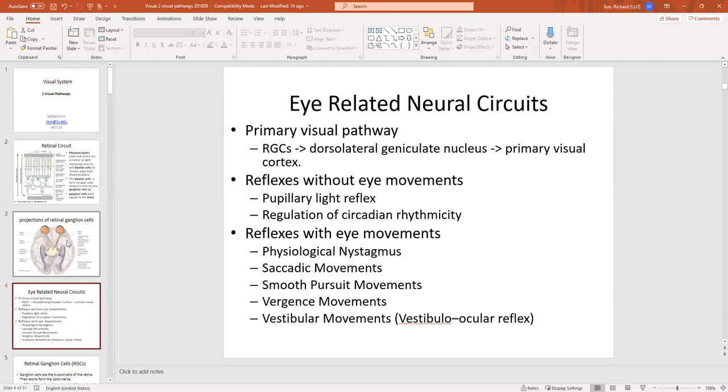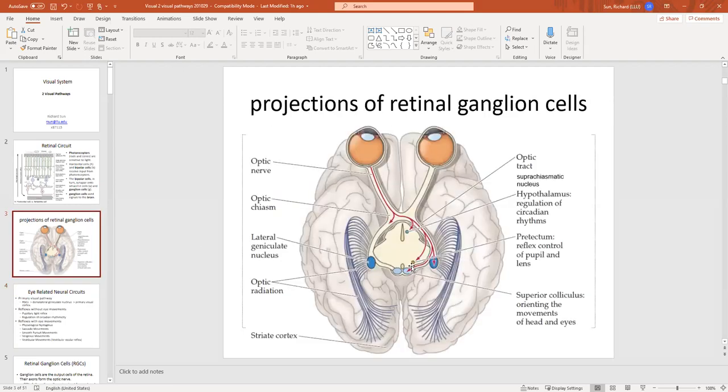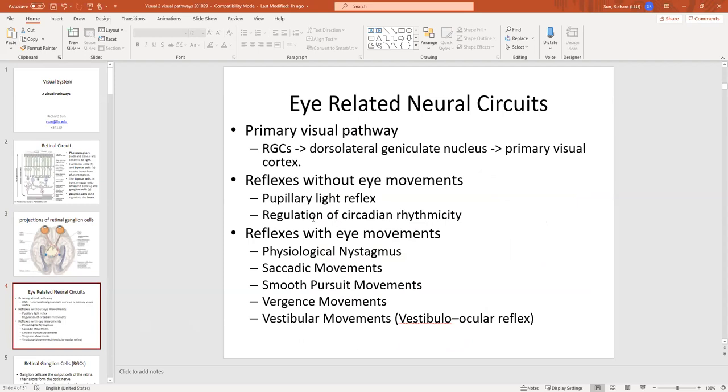That's the one we talk about right here. That is the pretectal nucleus that controls the light reflex. We also have these circuits to regulate the circadian rhythmicity, right? In addition to that, we also have reflexes with eye movement. There are several, and they're all very interesting.